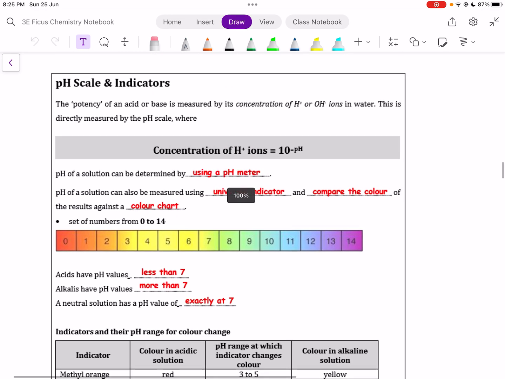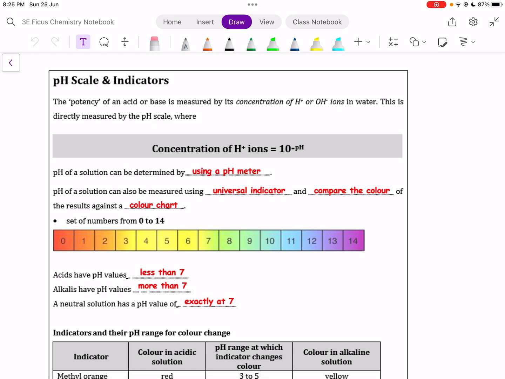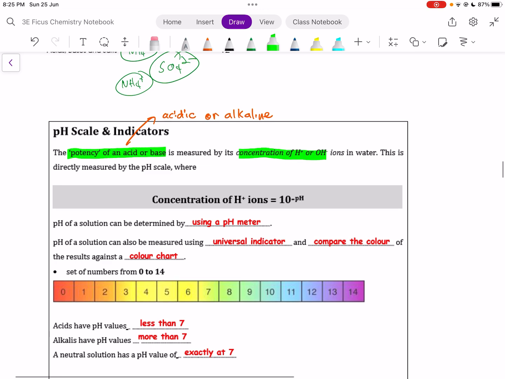First of all, the pH scale and indicators. Basically, this part is on potency. What do I mean by potency? It is how to measure how acidic or alkaline a substance is. We go by the concentration of H plus or OH minus in water. In the previous three lessons, you learned that there are a number of factors that affect this concentration of H plus.